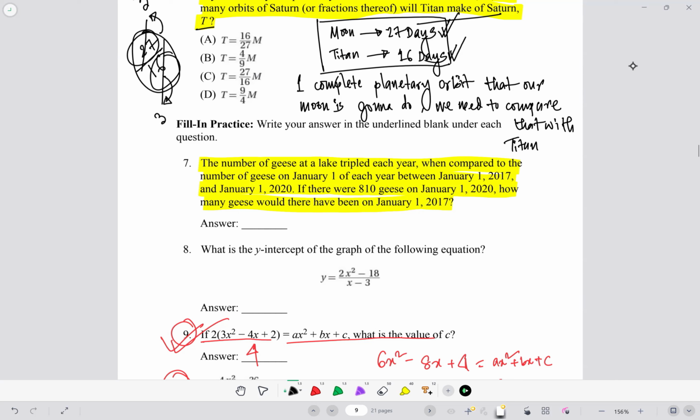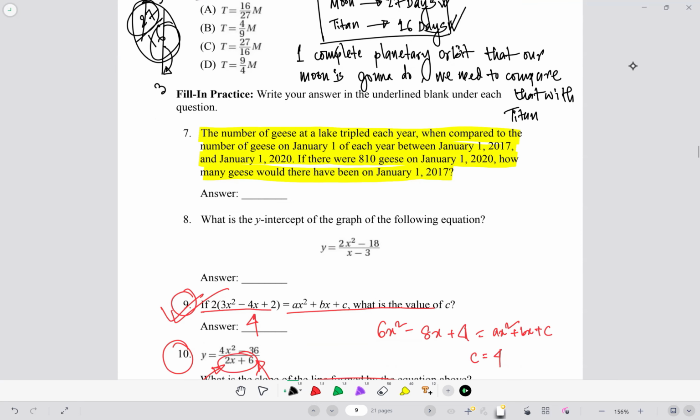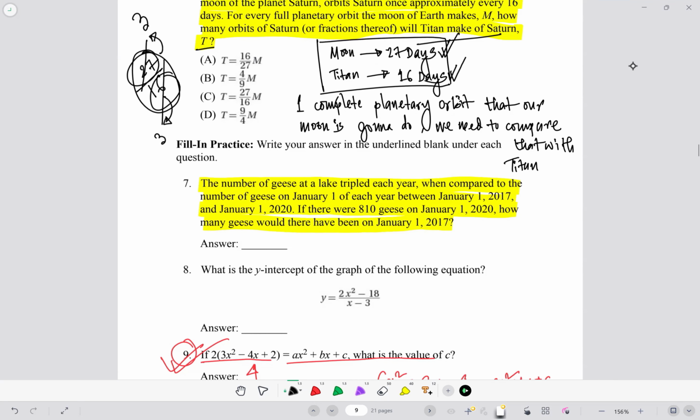But the thing is, they're just asking you the number of geese at a lake, which triples each year. It is just becoming triple in every single year. So when compared, you would just divide it by 3.